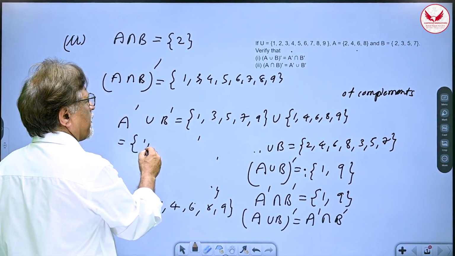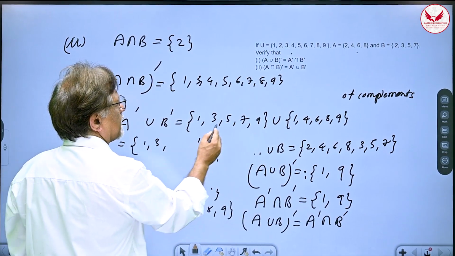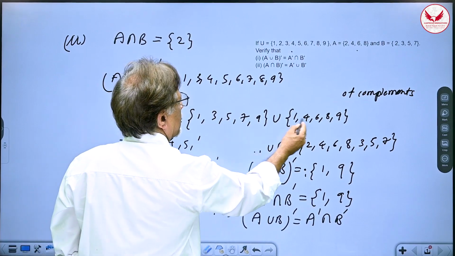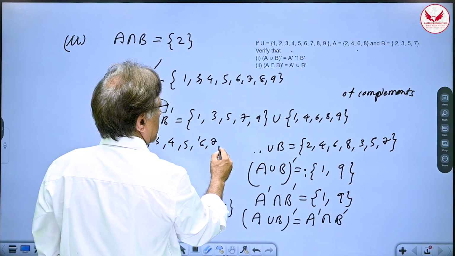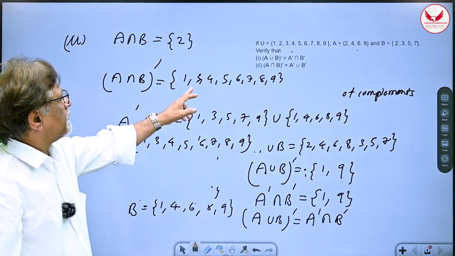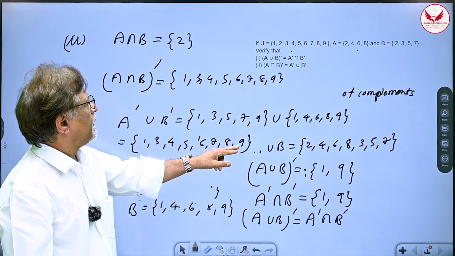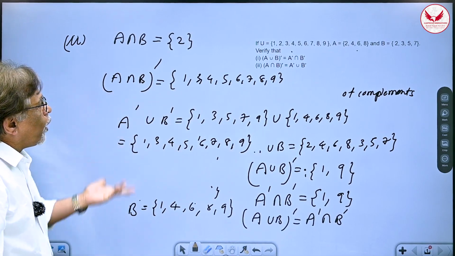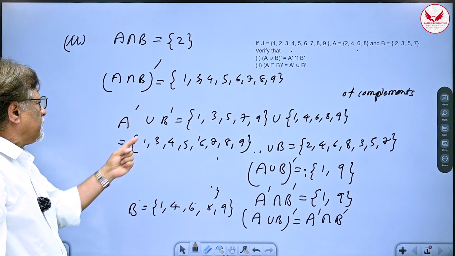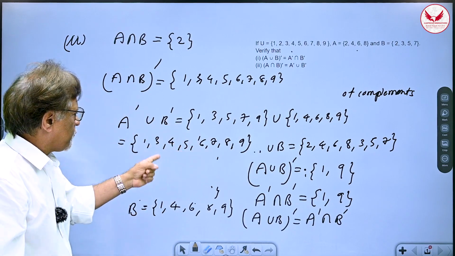1, which is included in both. Right? Then comes what? 3. Then comes what? 4. Then comes what? 5. Then comes 6, 7, 8, 9. Right? And what is this? 1, 3, 4, 5, 6, 7, 8, 9. It's not a coincidence. It's a law. Which law states that if you take the complement of an intersection, it results in the union of its complements. Okay. So this law is verified.